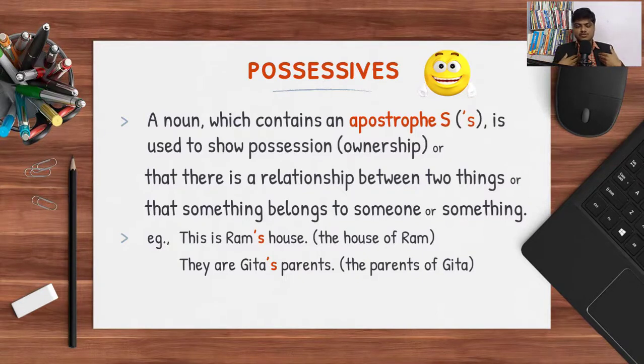So this belongs to, this ownership, this relationship is shown by possessives. For example, this is Ram's house. Instead of saying this house belongs to Ram, we can say Ram's house. Just by adding apostrophe s to the noun Ram, we can show the possession of that house to Ram. They are Geeta's parents. That means the parents belong to Geeta. We can write this just by adding apostrophe s at the end of the noun Geeta.